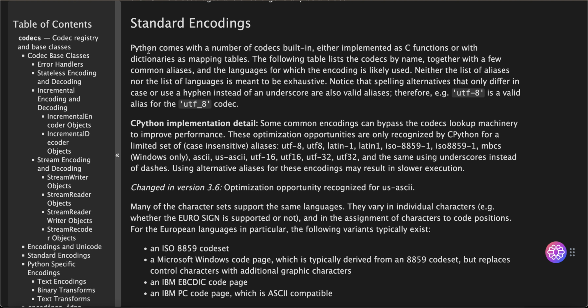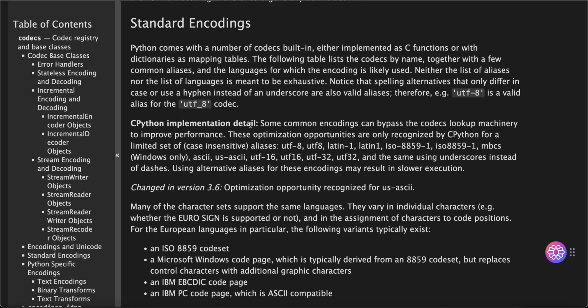Standard encodings. Python comes with a number of codecs built in, either implemented as C functions or with dictionaries as mapping tables. The following table lists the codecs by name together with a few common aliases and the languages for which the encoding is likely used. Neither the list of aliases nor the list of languages is meant to be exhaustive. Notice that spelling alternatives that only differ in case or use a hyphen instead of an underscore are also valid aliases. Therefore, for example, UTF-8 is a valid alias for the utf_8 codec.